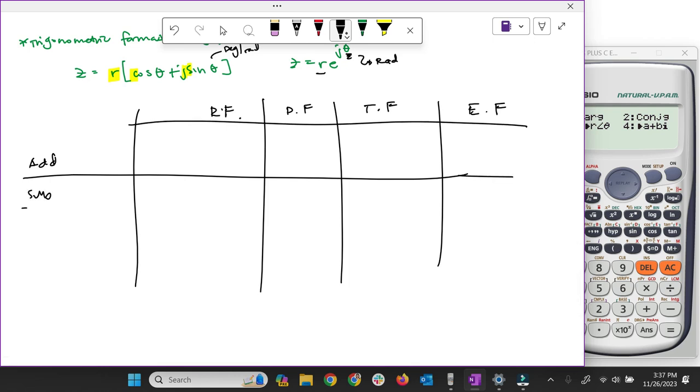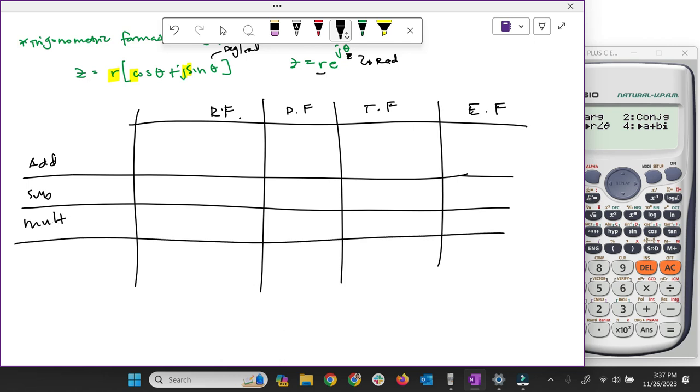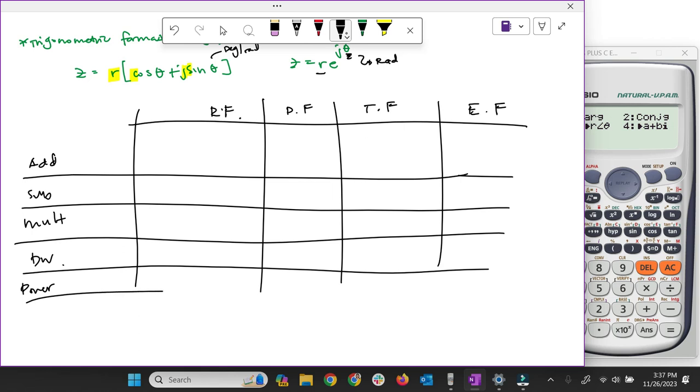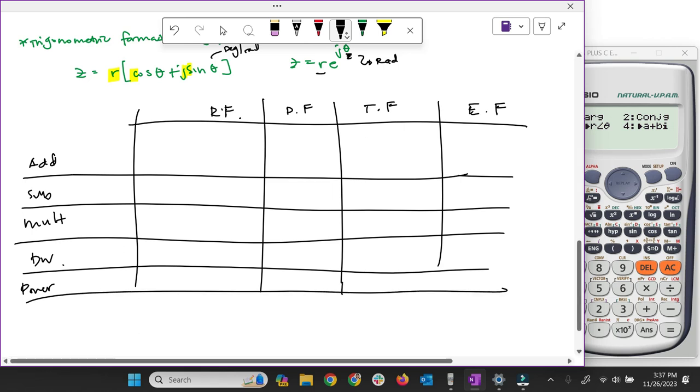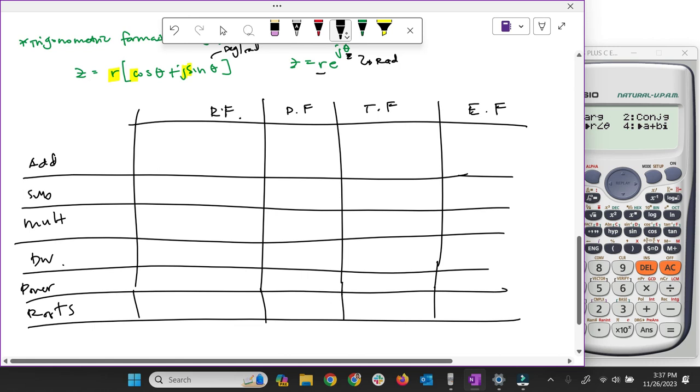Addition, subtraction, multiplication, division, power, and let's have the roots. Hanggang dyan muna. Mamaya yung iba. Madami yan kasi. No, pero hanggang dyan muna, guys.